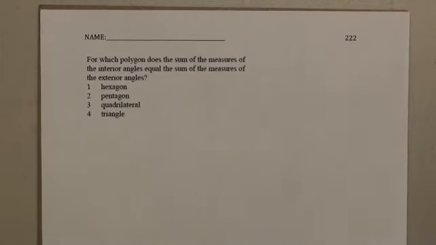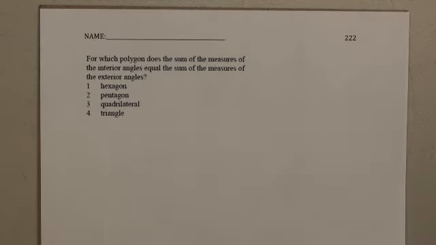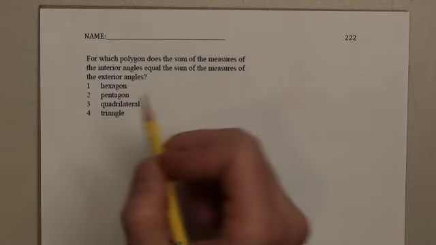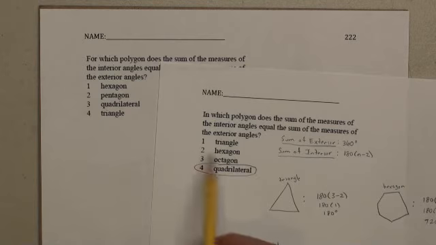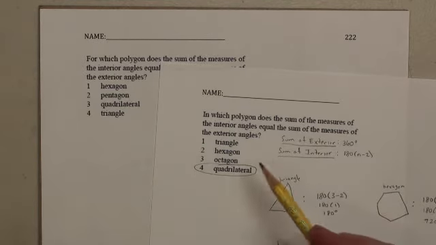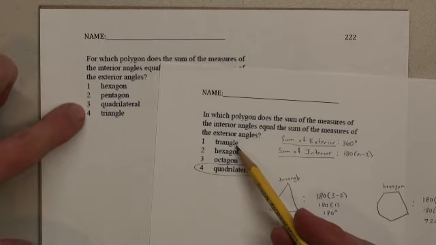For which polygon does the sum of the measures of the interior angles equal the sum of the measures of the exterior angles? This is the same problem. Wow. And these are Regents problems, so you can see they like to give you this problem. The choices are just out of order. You see that? The choices are actually all the same. They're just in a different order.